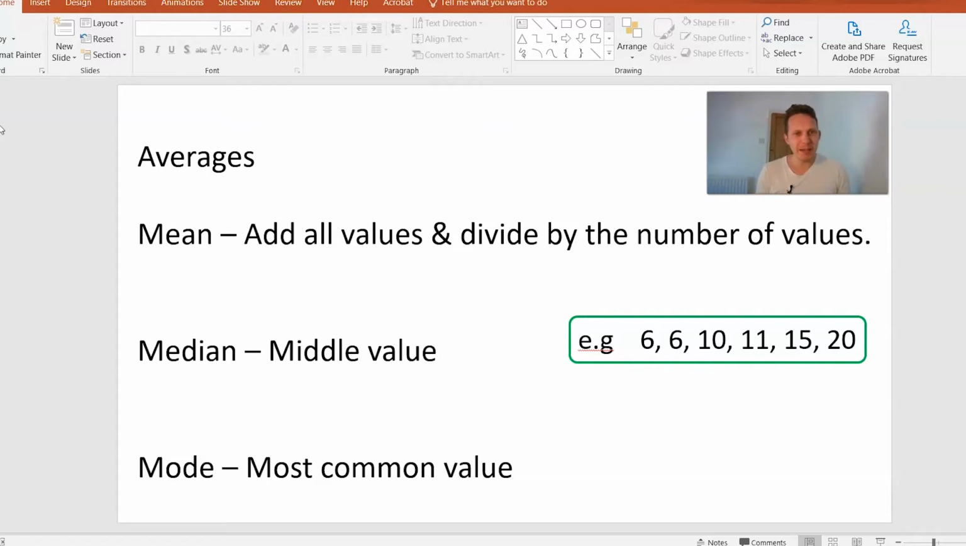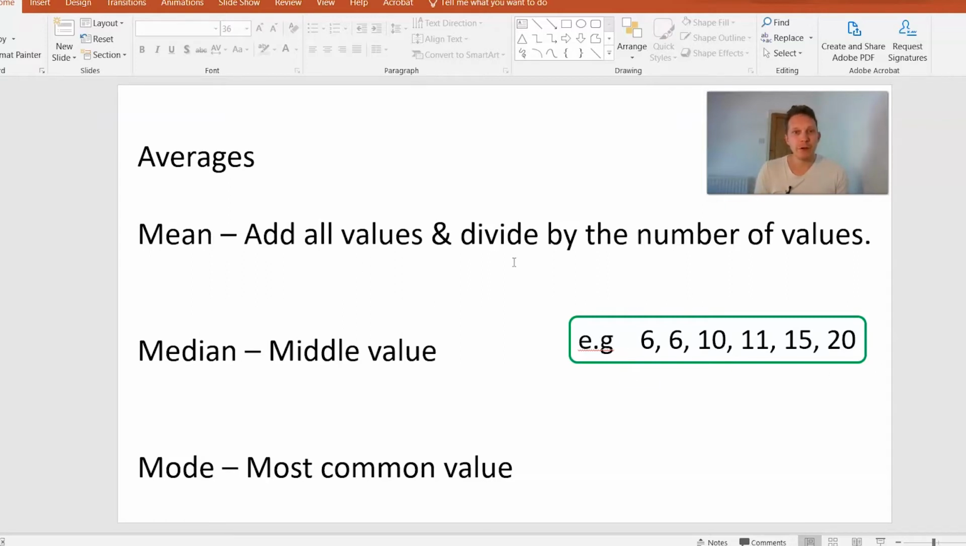So mean: add all the values together and divide by the number of values. For example, if I was to add these numbers together, 6 add 6, 12 add 10, 22 add 11, 33 add 15, 48 add 20, 68. So I'd add them all together first and then divide by how many there are: 1, 2, 3, 4, 5, 6. So 68 divided by 6, and that's going to get me 11.3 recurring as an answer. So that would be mean.